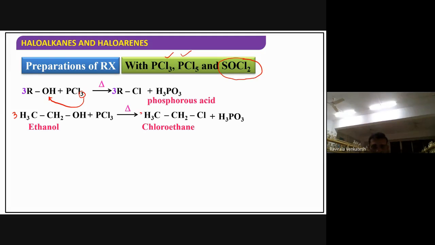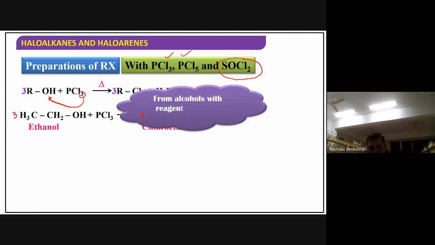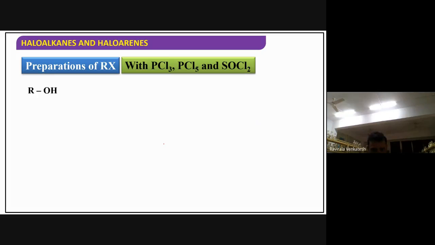Okay. So from alcohols with reagents such as PCl3, PCl5, and suppose we'll see PCl5 also. Again on heating, here we get only 1 mole of alkyl chloride. Remaining we get POCl3 and HCl. These are the byproducts, and this is the main product for us.